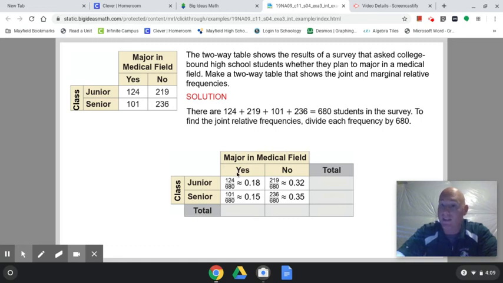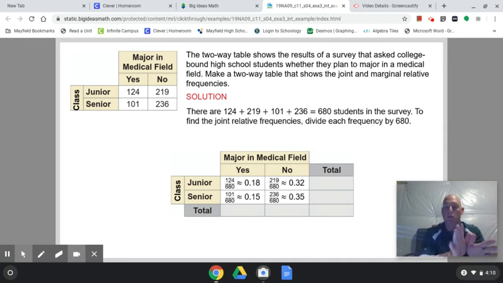Now you can break this down farther. It just depends what they ask you to do, okay? So the joint frequency tells you about that very, very specific piece of information. Remember, we know there were 124 juniors that said yes. So what that means is 18% of all the people were juniors and said yes. That's all it means. Don't look into this any farther.